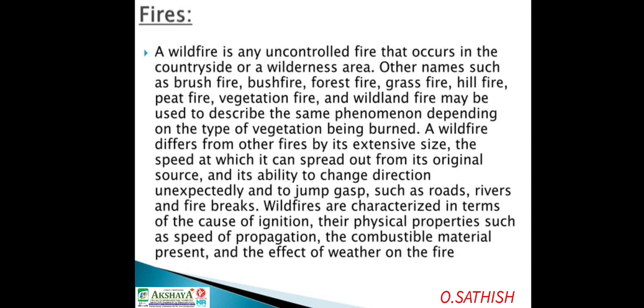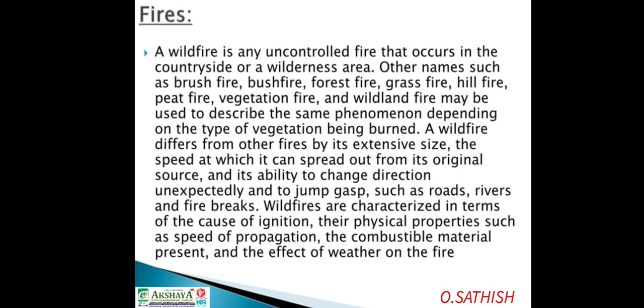wildlife, and the environment. Here, a wildfire is any uncontrolled fire that occurs in the countryside or wilderness area. Other names such as brush fire, bushfire, forest fire, grass fire, hill fire, peat fire, vegetation fire, and wildland fire may be used to describe the same phenomenon depending on the type of vegetation being burned.